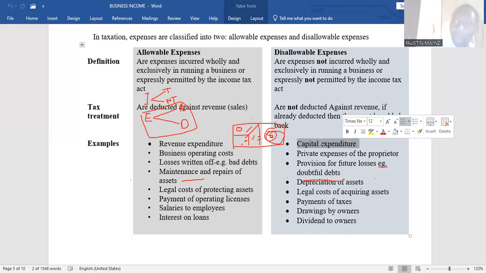Revenue expenditure is allowable, subject to some provisions that may come along. Capital expenditure is not allowable. When you acquire assets, the cost of acquiring the asset is not allowable. And costs that come alongside the process of acquiring assets, which we call incidental cost.